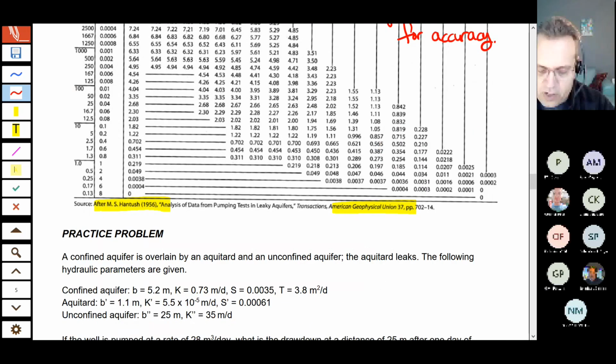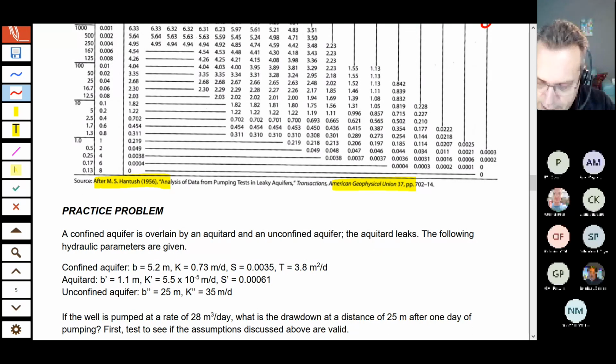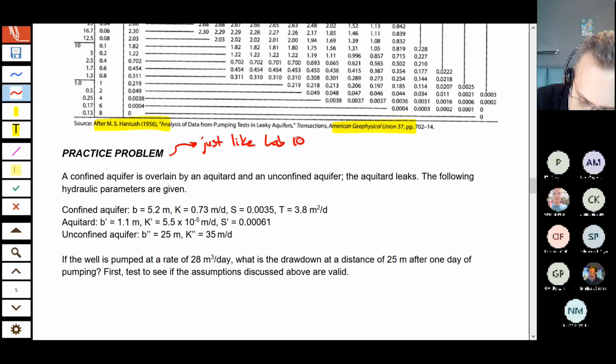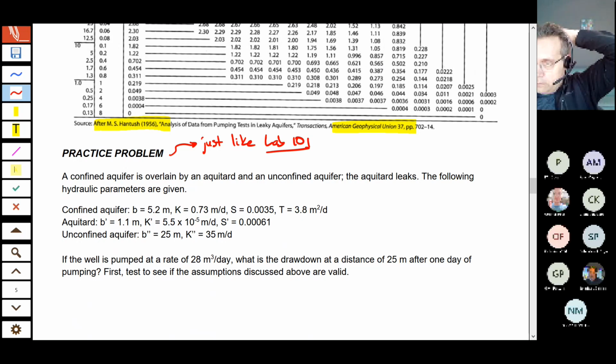So let's look at a practice problem and see what we would be challenged with. So again, this practice problem is just like assignment 10, just like lab 10. So again, if you do this one with me, you'll be set up for lab 10. And again, if you want to sketch it out, if you're more of a visual learner, go back to page 70 and put all these parameters back into the picture. And then you could hopefully force those images into your head a little bit better.